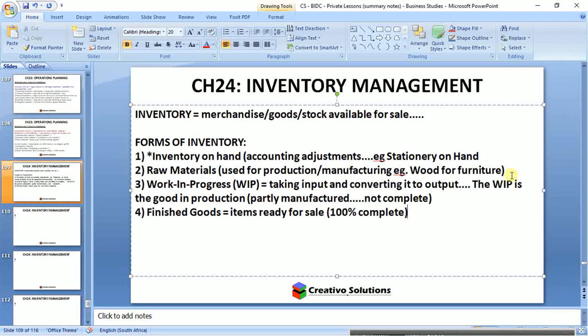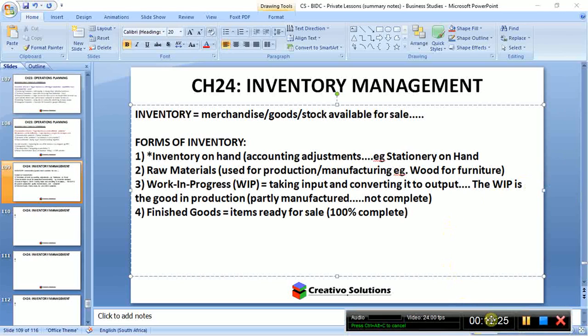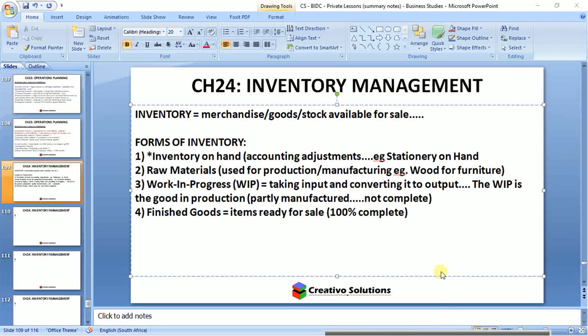Right, so can you give me an example of the three different categories? I used furniture. Can you use something different? What example can you use to describe those three forms of inventory relating to manufacturing? I suppose cake. Yeah, that can work. So the raw materials like the egg and stuff?